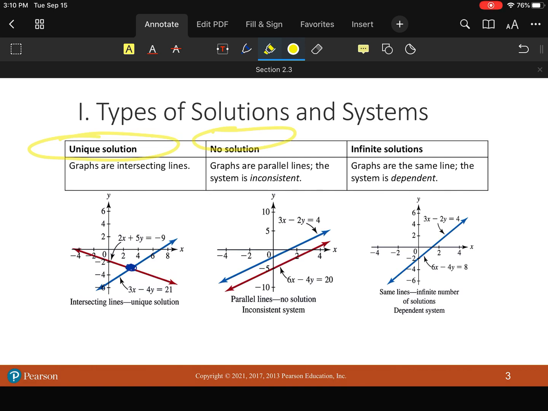And then you have what's called an infinite set of solutions, where the lines are the same line. The equations look different, but when you factor it out, or however you want to do it, the lines are exactly the same. You've got a dependent system, with infinite solutions. So any ordered pair within that domain will satisfy both equations in your system.